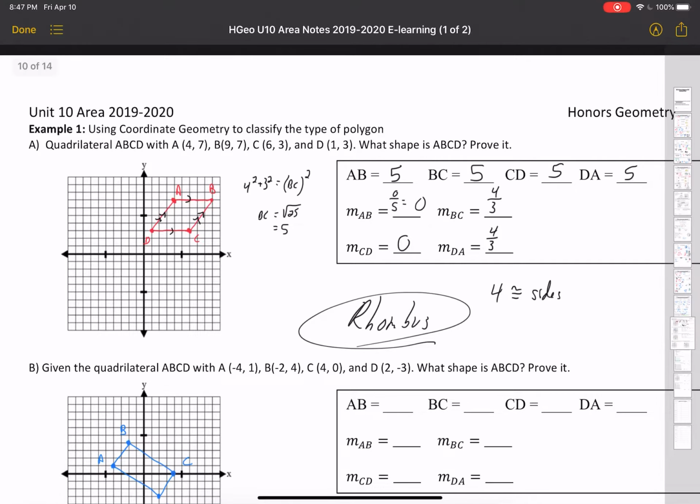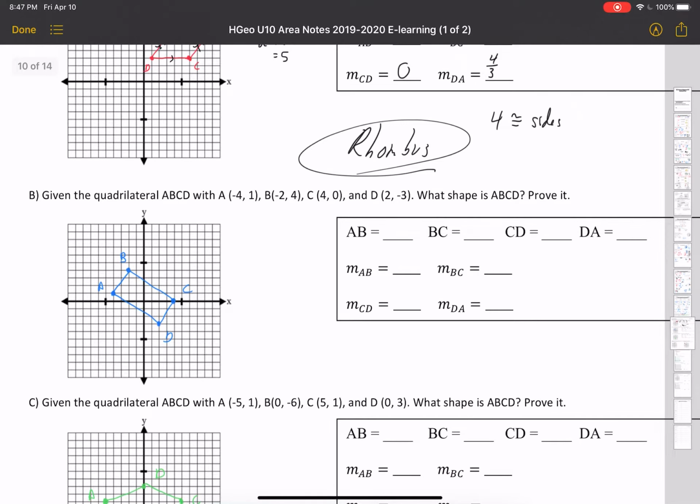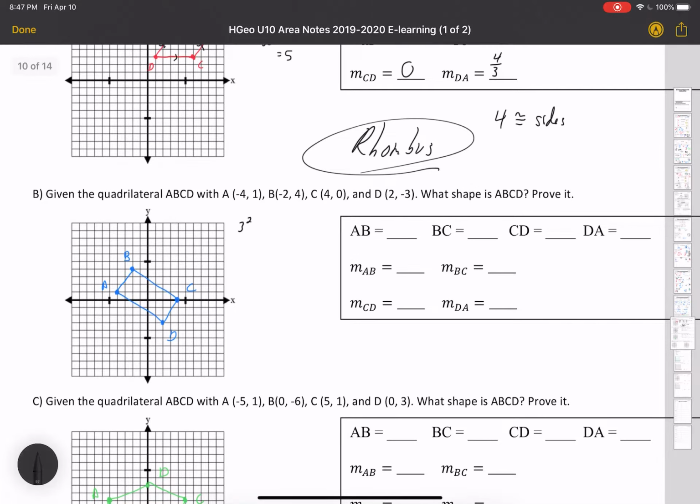Alrighty, so let's look at the next shape. Again, you might have a guess on what we're dealing with, but let's prove it. So, AB, I go up 1, 2, 3, to the right 1, 2. So I get 3 squared plus 2 squared. I'm going to take the square root of that, and that's going to give me AB. So AB is the square root of 13.